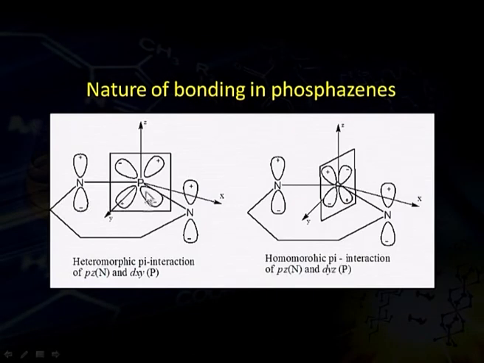So, we can see in this figure, this is the heteromorphic pi interaction of the pz orbital of nitrogen and the dxy orbital of phosphorus. This is the dxy orbital of phosphorus. When it interacts with the pz orbital of nitrogen, this is the heteromorphic pi interaction. The second one is the homomorphic pi interaction, because in this case the pz orbital of nitrogen interacts with the dyz orbital of the phosphorus.